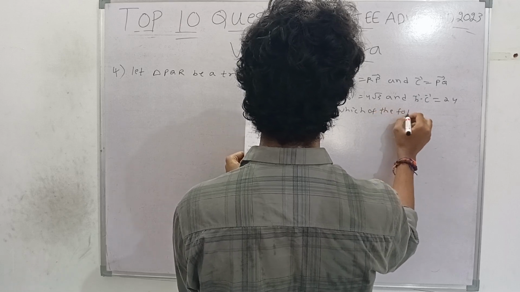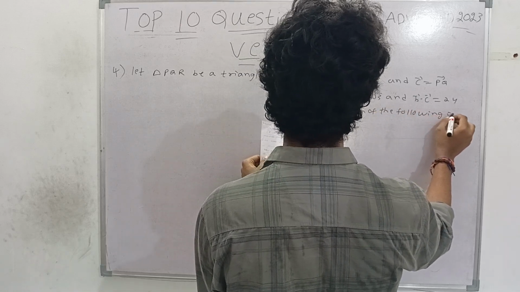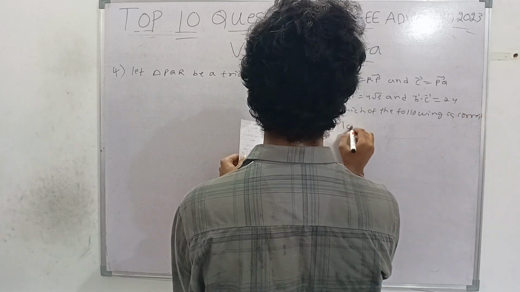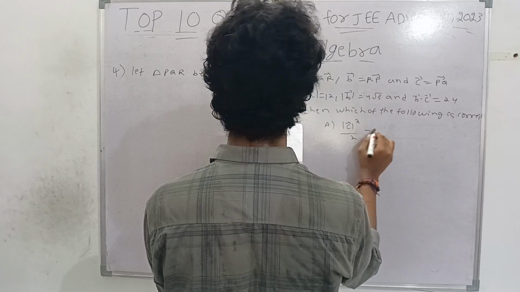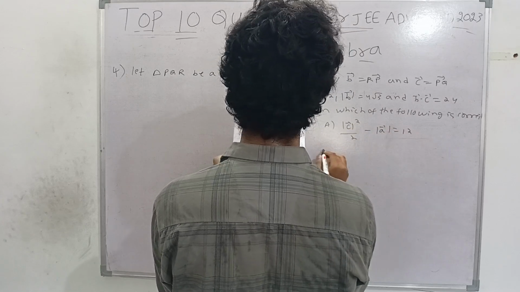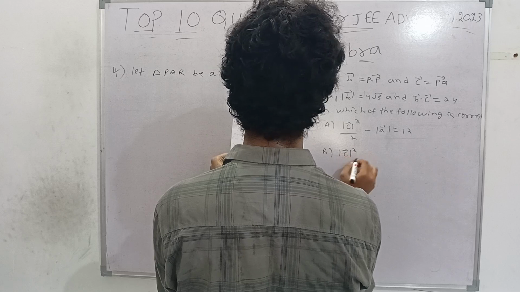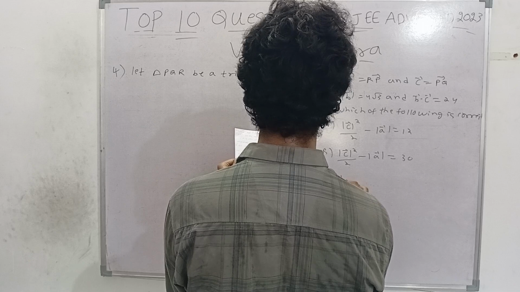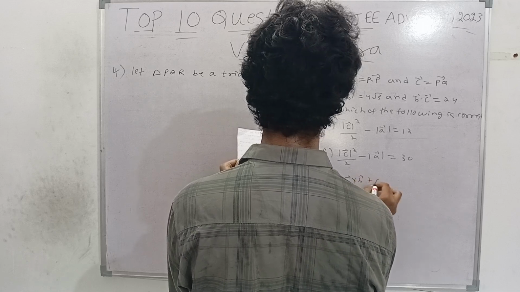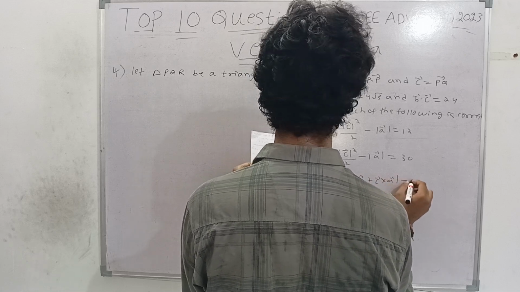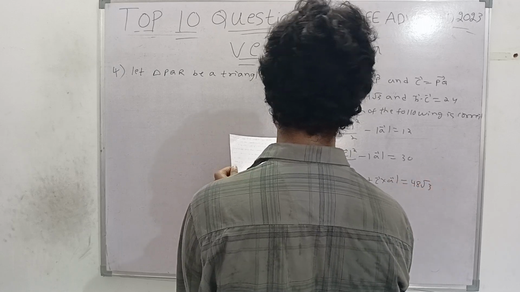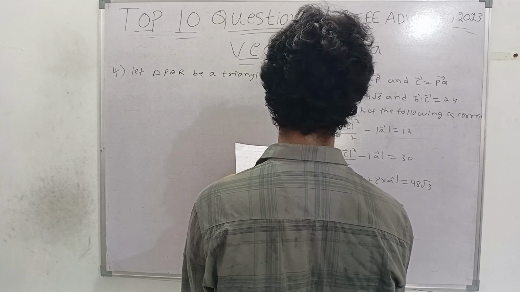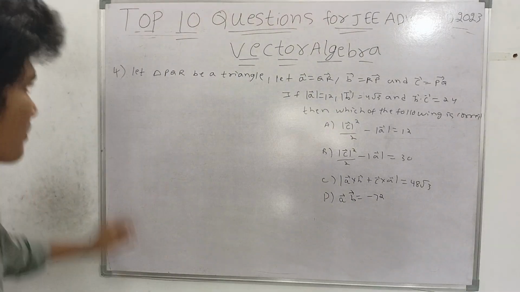Which of the following is correct? Option A, magnitude of C vector square divided by 2 minus magnitude of A vector equal to 12. Option B, magnitude of C vector whole square divided by 2 minus magnitude of A vector equal to 30. Option C, magnitude of A cross B vector plus C cross A vector equal to 48 root 3. And option D, A dot B equal to minus 72. Very important question, guys.